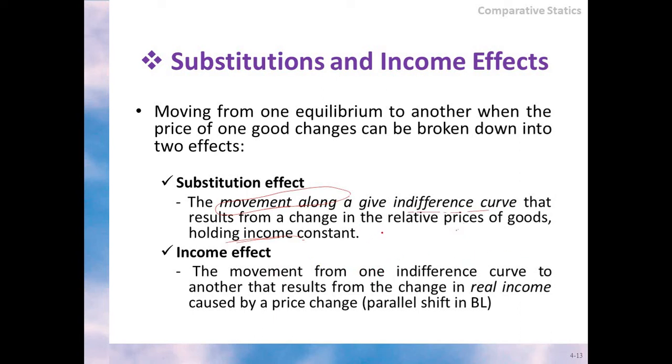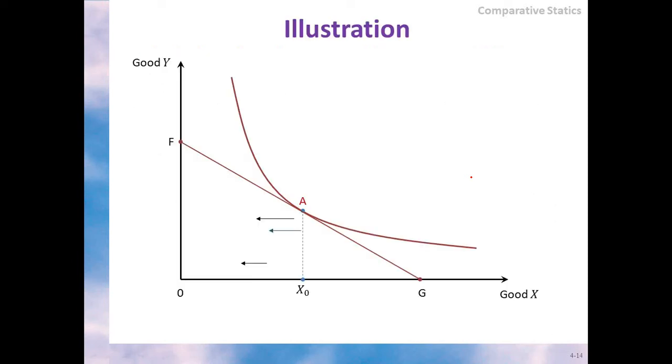Income effect is movement from one indifference curve to another. Movement along is like this, just move along the curve. If you say movement from one to another, then it is actually a shift. So it is movement from one indifference curve to another that results from the change in real income, because of the price change. Let us see how we show this in the diagram.